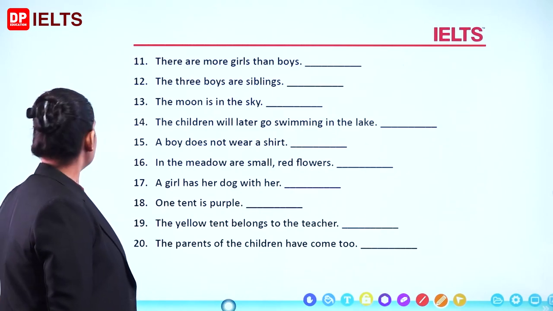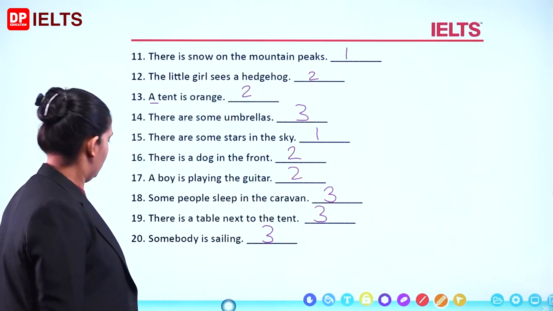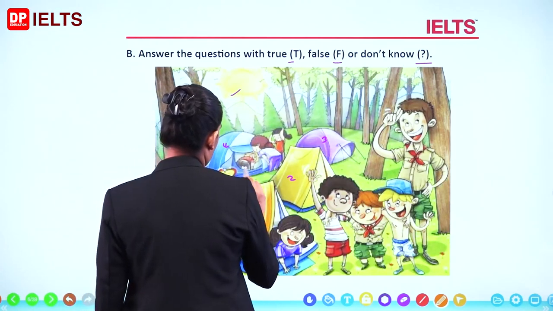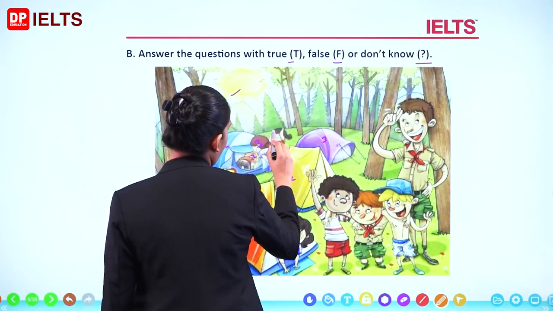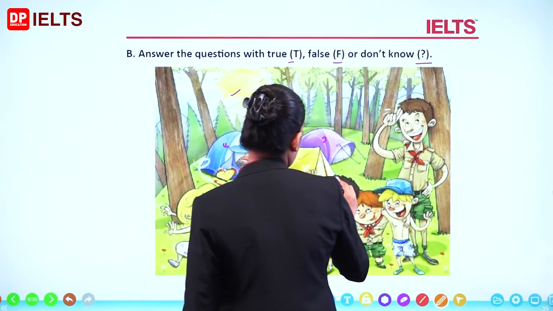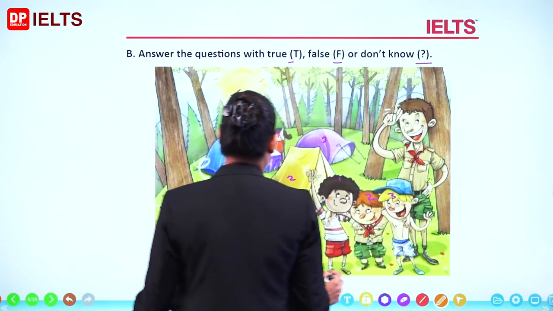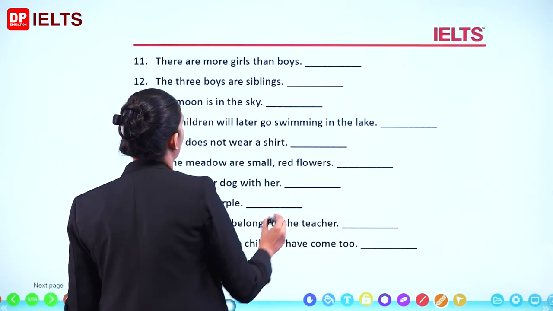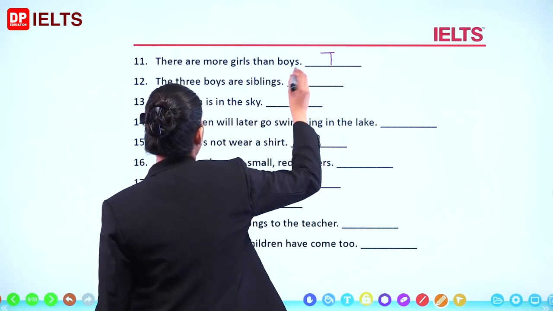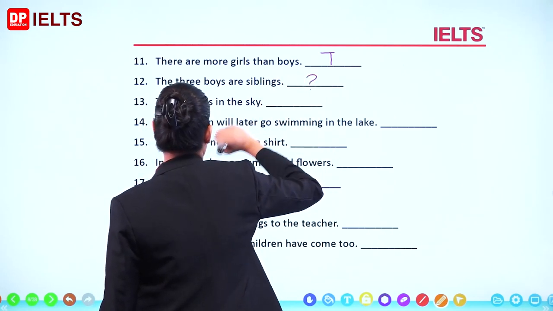There are more girls than boys. Let's see how many. How many girls are there? 1, 2, 3, 4, 5. Boys. 1, 2, 3. There are more girls than boys, true. The three boys are siblings. I don't know.